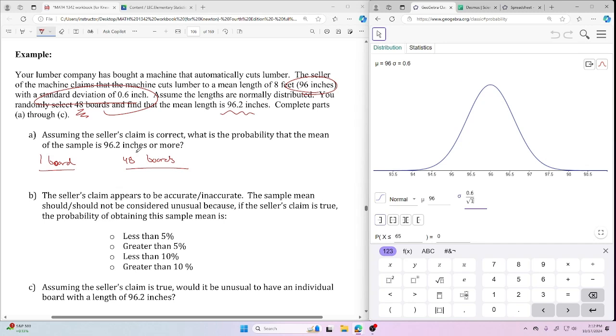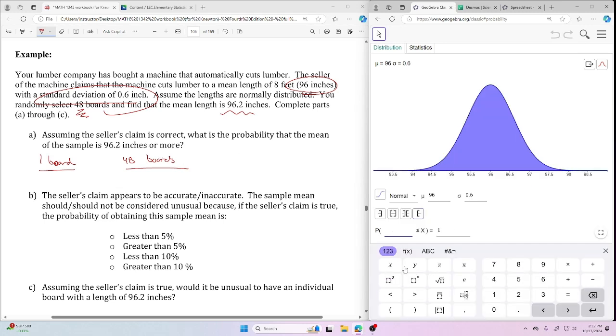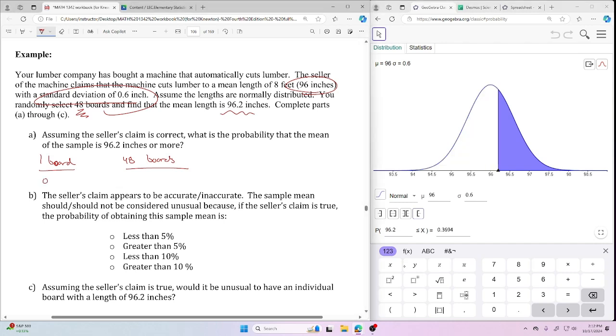And they're saying, what's the probability of this much or more? So that would be my 96.2. So for one board, I got a probability of 0.3694. So about 36% probability you run this board through there that it's a little bit bigger. That's not too bad. I guess 30% of them are going to be a tiny bit bigger. Okay, whatever. But what about 48 boards, right?